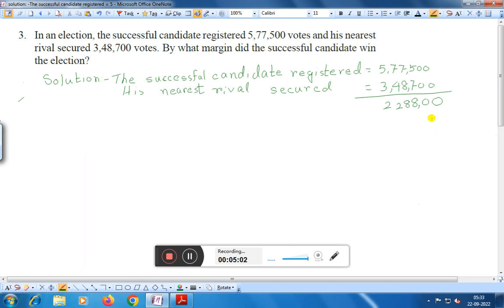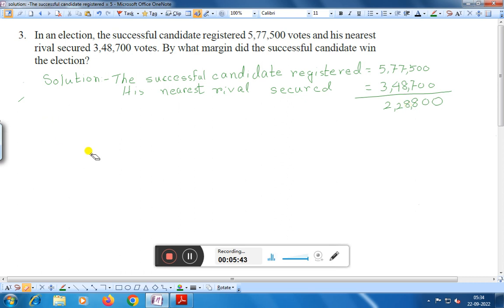Now after 3 digits there will be 1 comma here and here, right? This comma, I am erasing this one. I am erasing, right? Now let me see, 2,28,800.